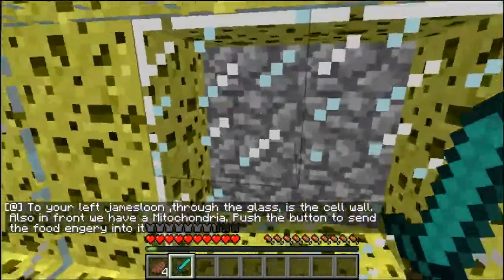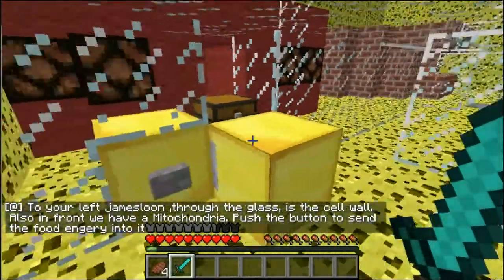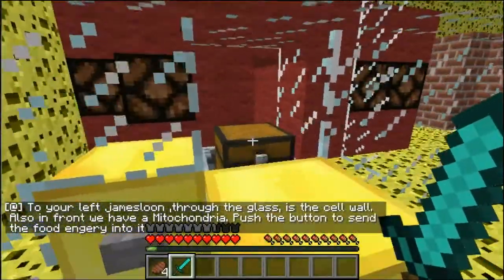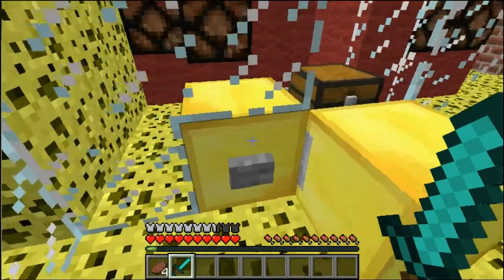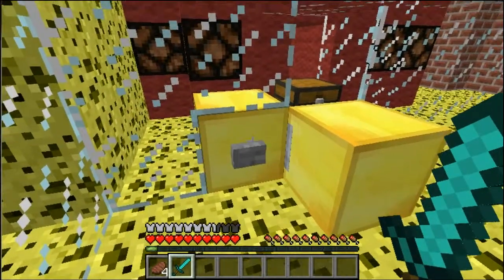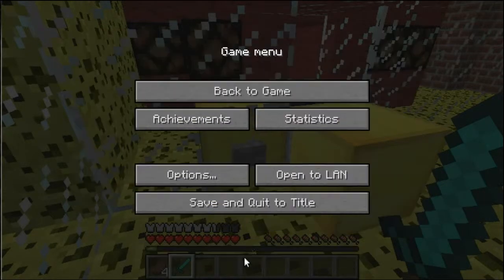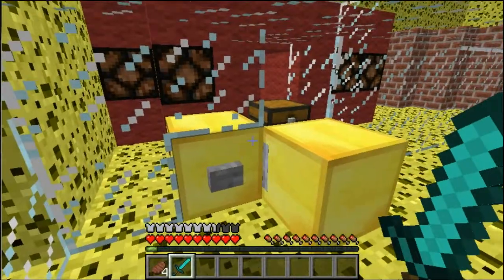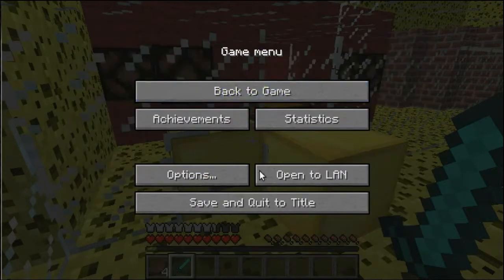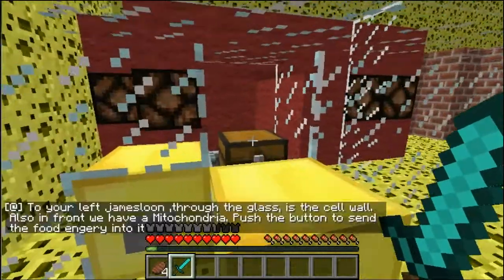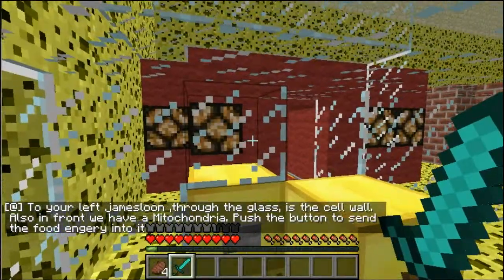This, through the glass here, as you saw earlier, is the cell wall, which has the repairing ability. And then this is the mitochondria, which takes energy that's stored in food and turns it into, hold on a second. Alright. No, that's still too loud. Okay, so if I send this in here, it will activate the mitochondria.